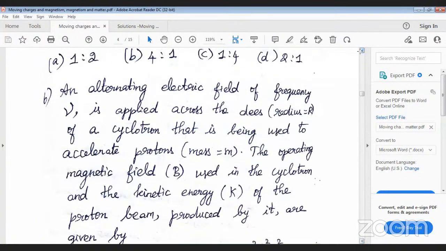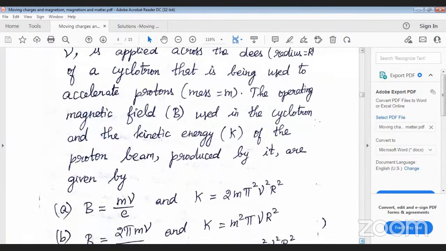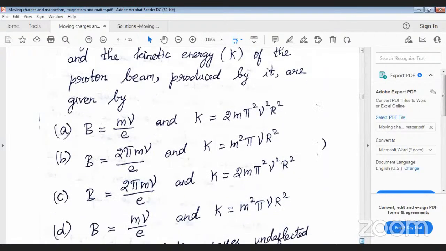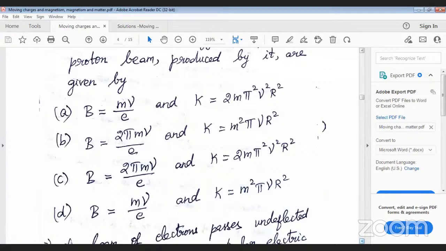So we have an alternating electric field of frequency nu applied across the D's of a cyclotron. So it can be considered a memory-based question. We need to find the magnetic field value and also the kinetic energy value. We can answer this question simply based on the derivation we use for the cyclotron.